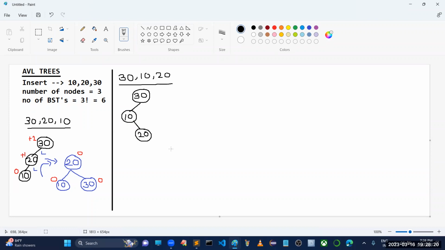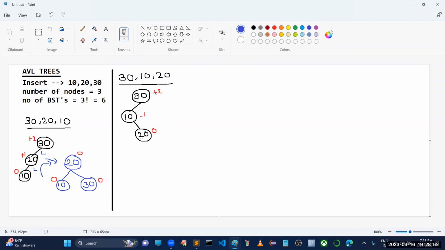Okay, so what about the balance factor? This node's balance factor is 0, and left is 0, 0 minus 1 which will become minus 1. What about this one? Sir, it is 1, 2. The right subtree is 0, so 2 minus 0 will become plus 2. So is it a balanced tree? No. Then we have to make this tree balanced.